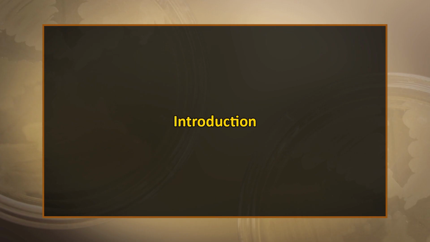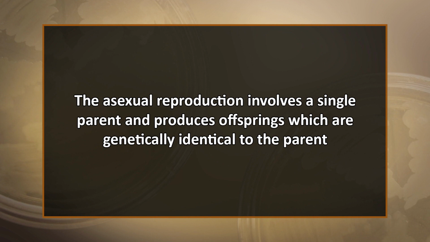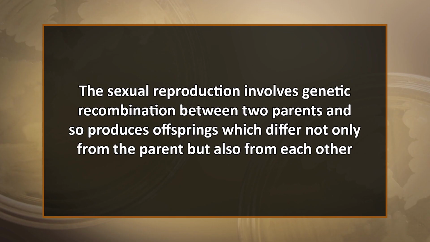To begin with, let me give a brief introduction. The production of new individuals by the existing ones is called reproduction. There are two quite distinct methods of producing offsprings, viz. asexual and sexual methods. The asexual reproduction involves a single parent and produces offsprings which are genetically identical to the parent. The sexual reproduction involves genetic recombination between two parents and so produces offsprings which differ not only from the parent but also from each other.